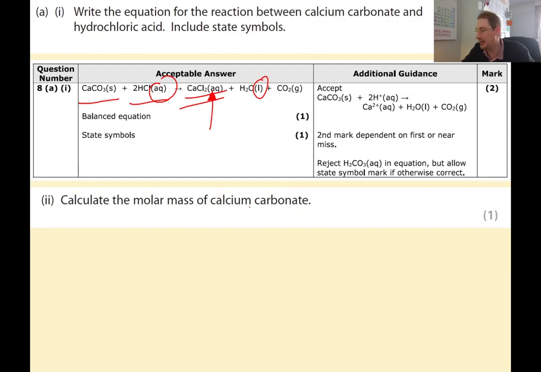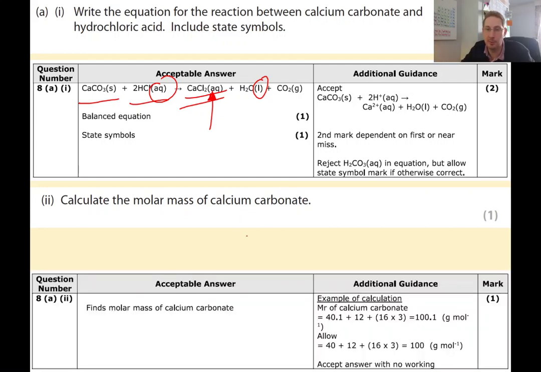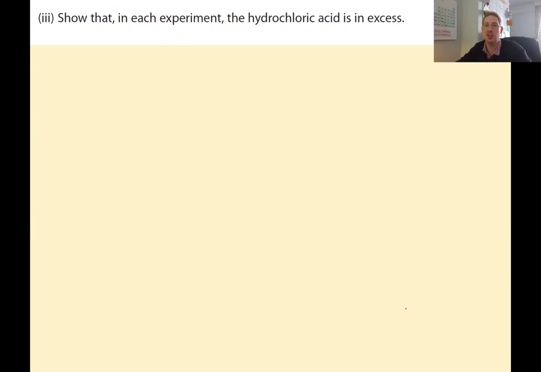Calculate the molar mass of calcium carbonate. It's one that you possibly even know off the top of your head here. 100 grams per mole or 100.1 grams per mole. No problems with that, except answer with no working. Units were optional.